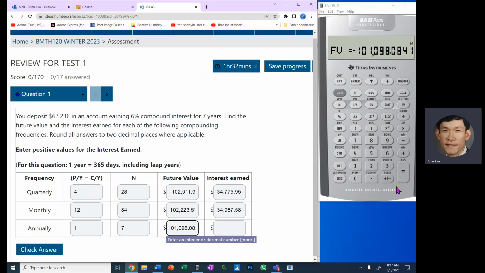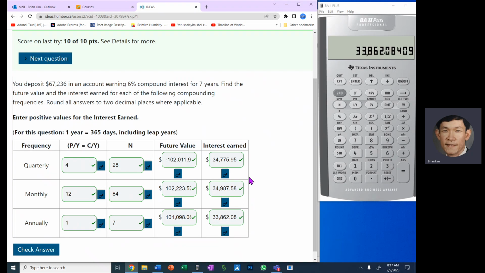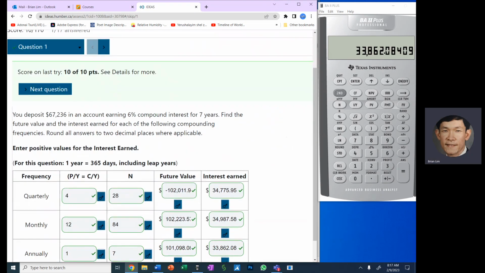And like we did before, we could make it positive and then subtract the present value, which is 67236, or we could just go minus and then recall the present value, and we put the number in there, and the number is 33862.08. Okay, we submit, we check the answer, and the answer is correct. All right, very good. That worked out very nicely, but it's a nice review about compound interest.